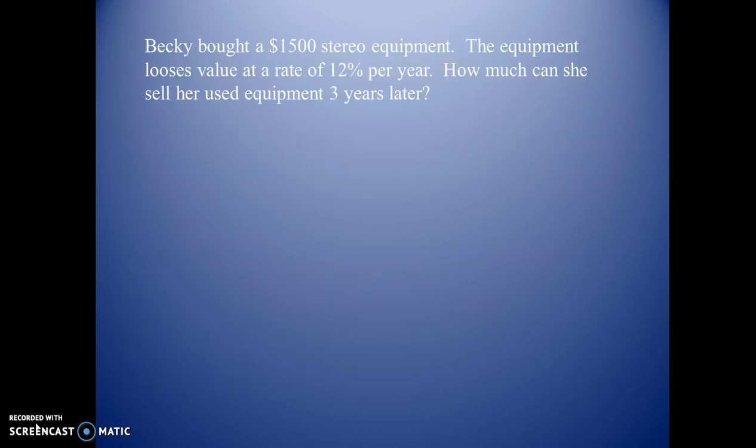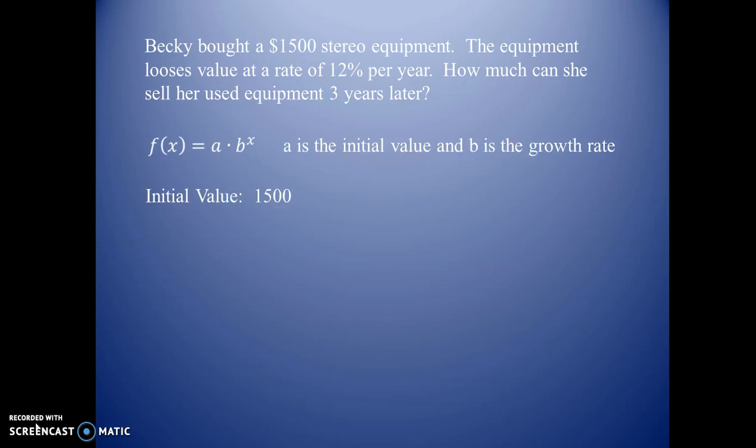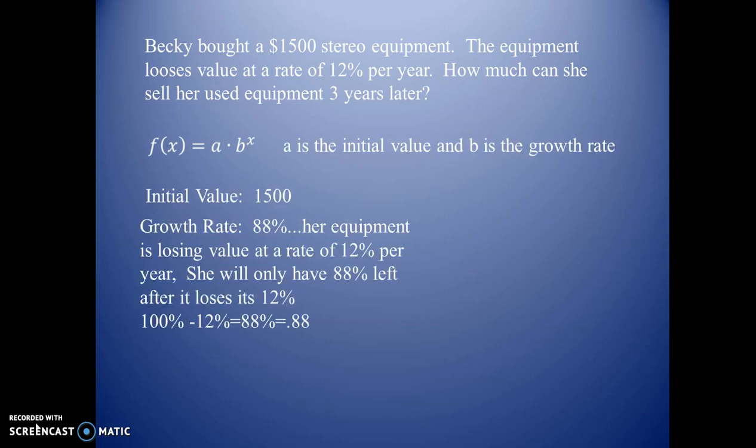Okay, let's talk about a decay one. Becky bought stereo equipment for $1,500. The equipment loses value at a rate of 12% per year. How much can she sell her used equipment for 3 years later? So her initial value, let me go back. There's your equation. A is the initial value, B is the growth rate. Her initial value is $1,500.